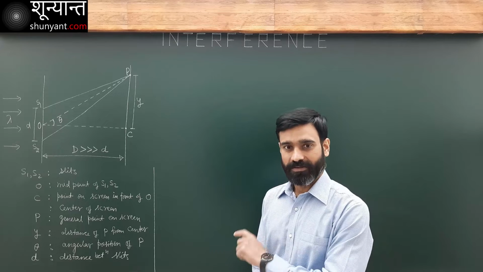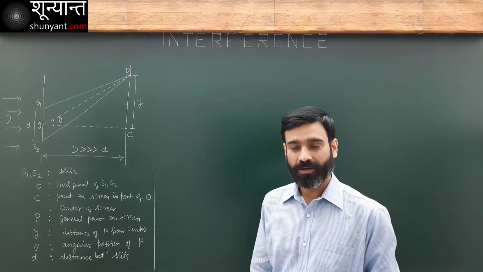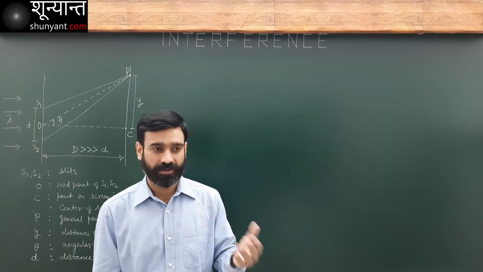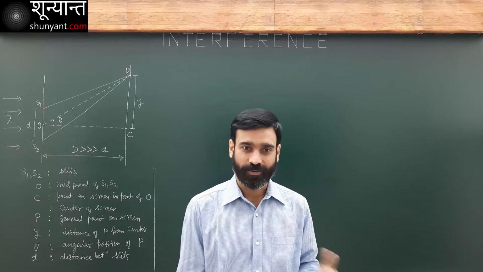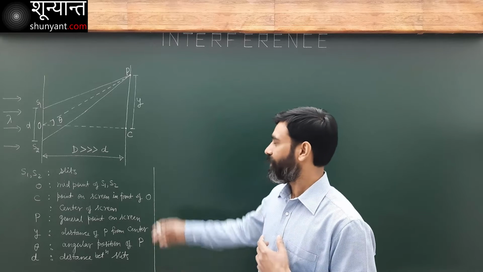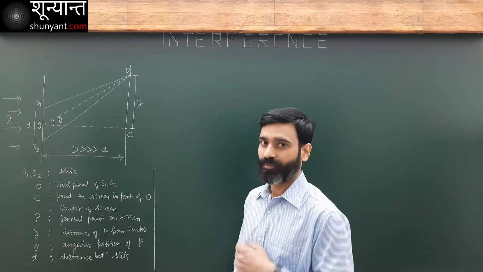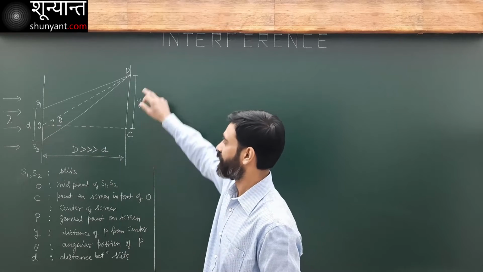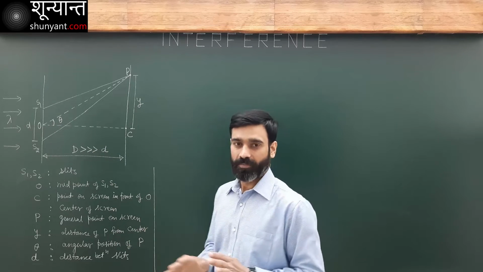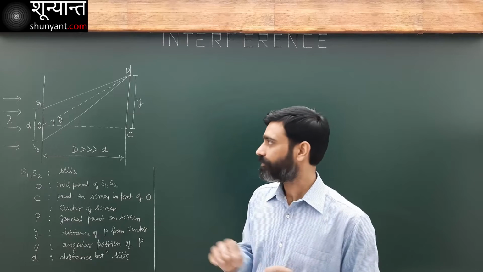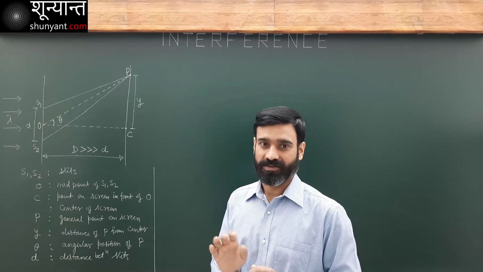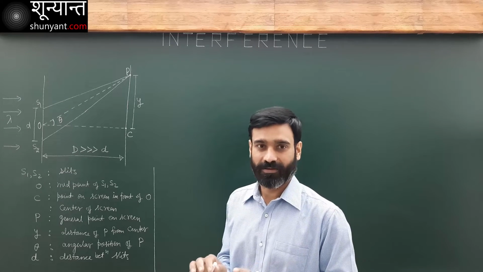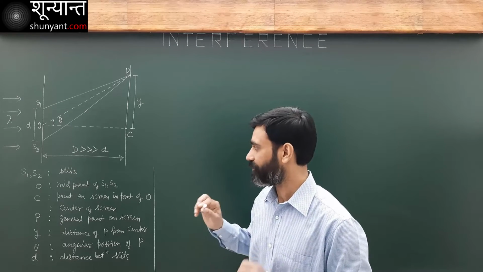In this lecture we are going to locate those positions where bright fringes form and dark fringes form. What will be the angular position, at what angle, and what will be the distance from this point here. So this is a normal setup of YDSE. Note down the meaning of all the terms. Let me read it for you.